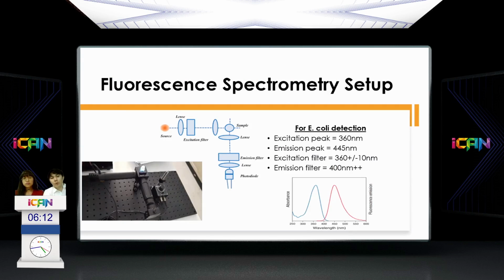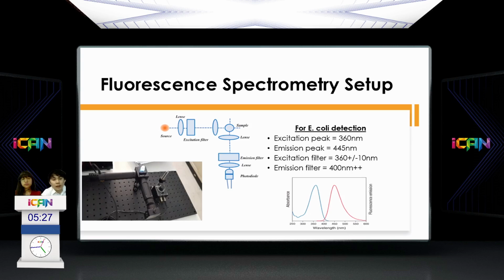And here is our approach. Our approach is to use fluorescence spectrometry to observe the number of E. coli inside the sample. Our system is built using a 2F system, the first one for excitation and the second one for emission. For excitation, we use an LED to shine light at 360 nanometers, passing through the excitation filter, which is 360 with a plus or minus 10 nanometer band.